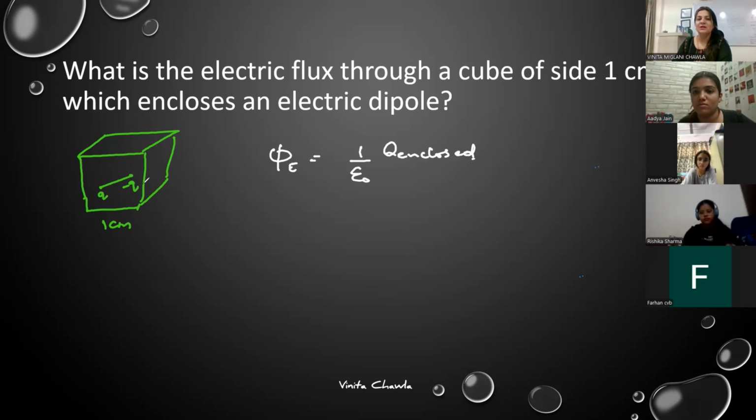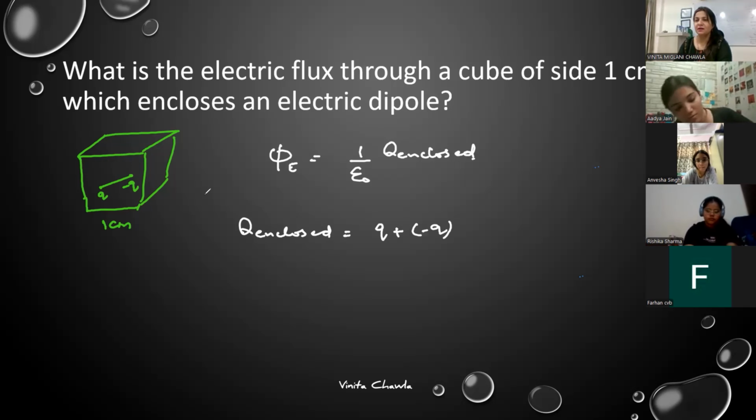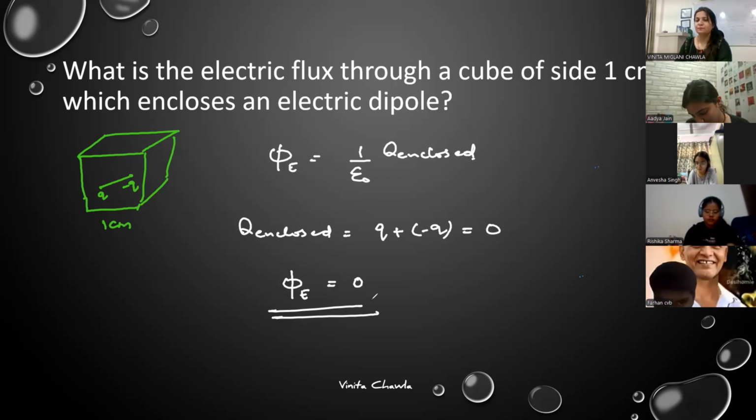So what is the charge enclosed in this case? Because we have a closed surface here. So the charge enclosed is... A dipole has equal and opposite charges separated by certain distance, right? So what is the charge enclosed? Q plus minus Q, because one charge is positive and the second charge is negative. So charge enclosed is 0. So what is the electric flux? 0. Write the answer.